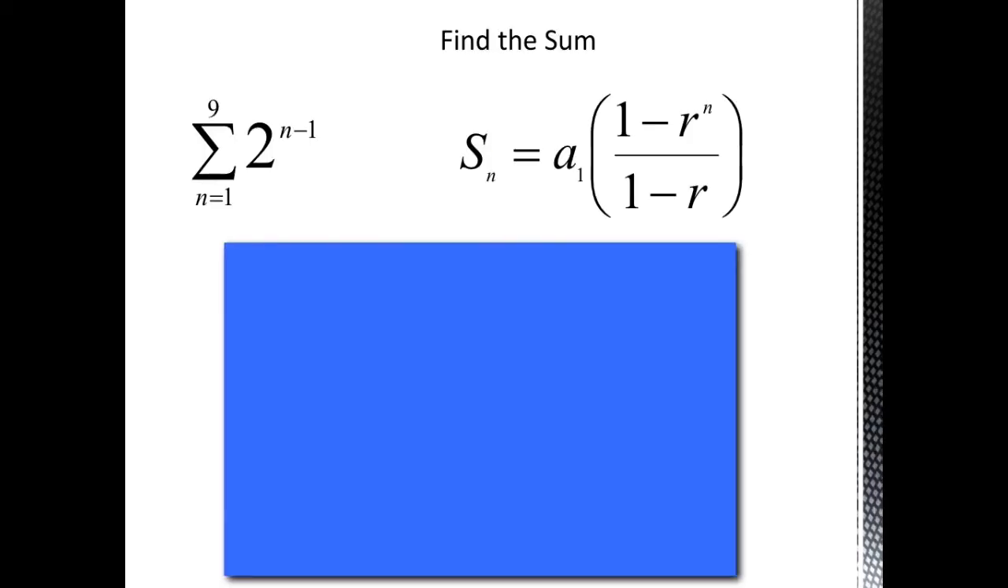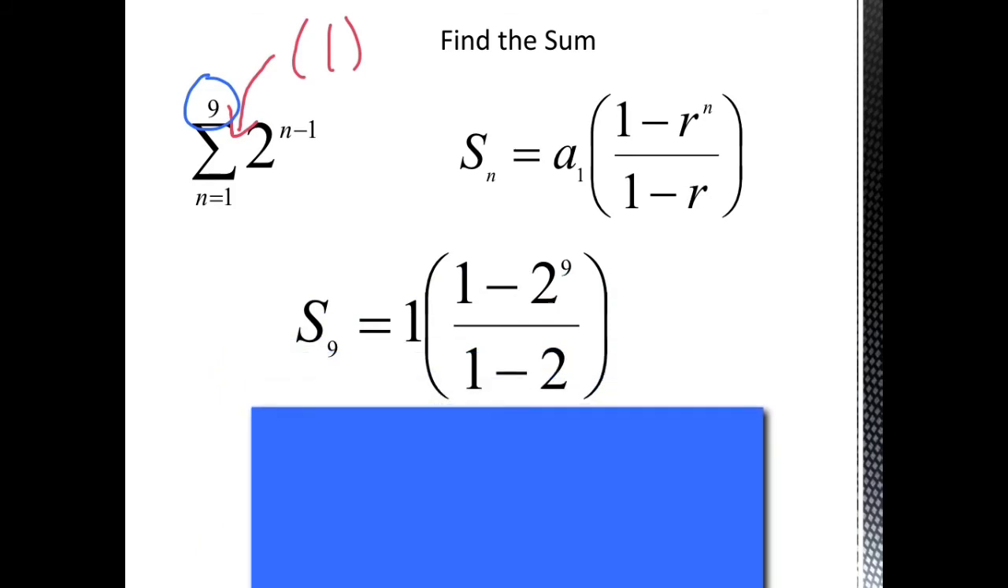Now let's go ahead and test out that formula. Identify a1, r, and n, and see what you get. Alright, now it's important to note here that there is nothing in front of that 2, correct? So we can kind of imagine that there's really a 1 there as a placeholder, and that would be your first term. So when we go through and identify things, a1 is going to be 1, r is going to be 2, and n is going to be 9.